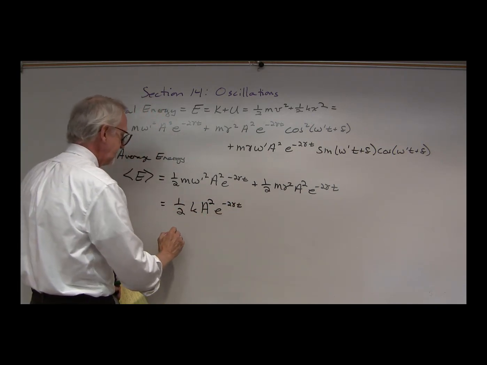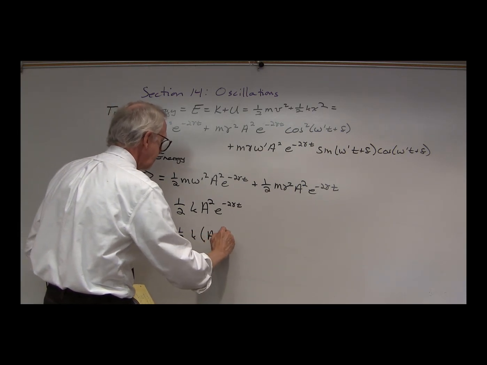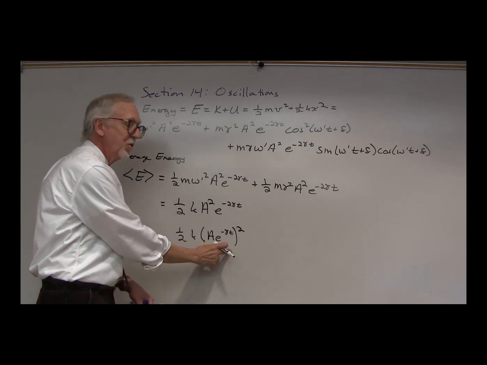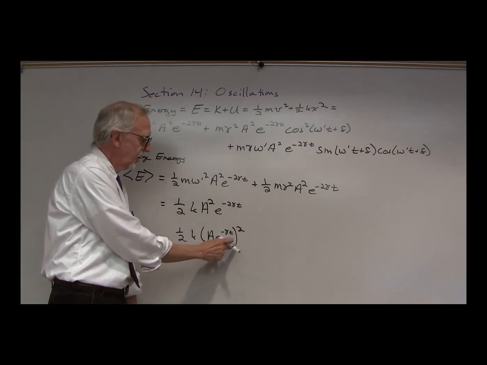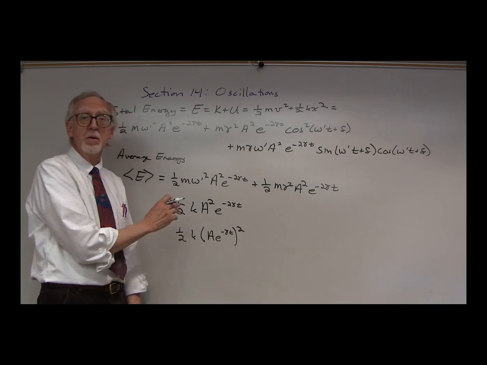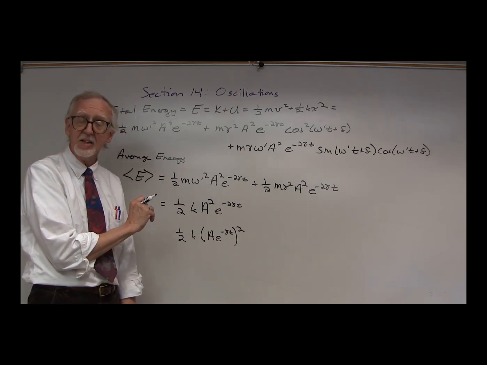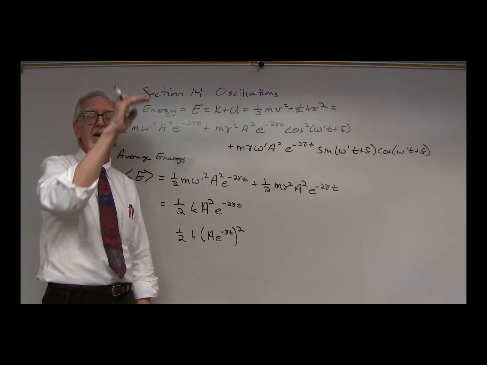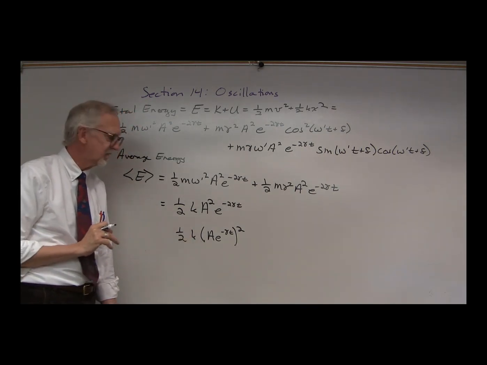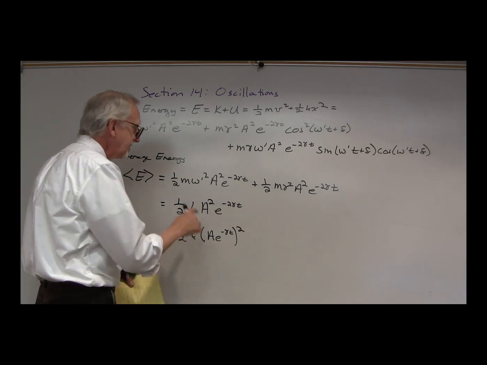Look at this. What is this? It's just 1/2 k times a e to the minus gamma t squared. It's just 1/2 times what we thought of as the amplitude squared. And that's just exactly the kind of energy we thought was stored, the potential energy stored in the oscillator, the maximum potential energy at its maximum positions, maximum displacements. Okay, well that makes sense. That makes a lot of sense. Very, very good.